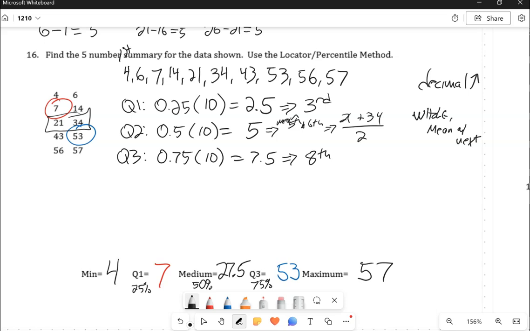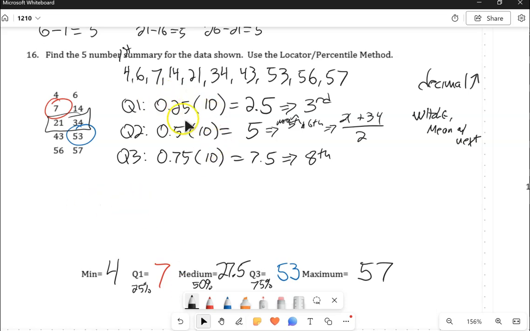This is how you find the 5-number summary with the locator percentile method that is taught in this book, in this class. There are other methods. The 5-number summary, sadly, is not a unique answer. Depends on which book you learn from, but we're very specific about using the locator percentile method on the test and on the homework, and this is how you do it.